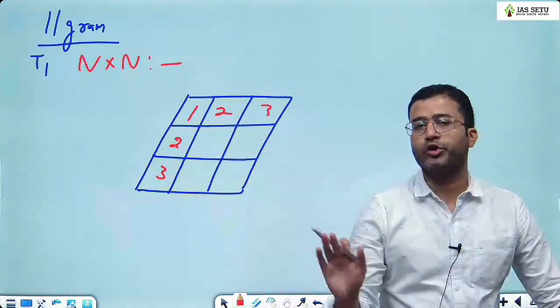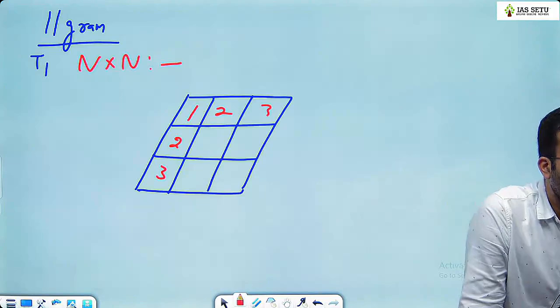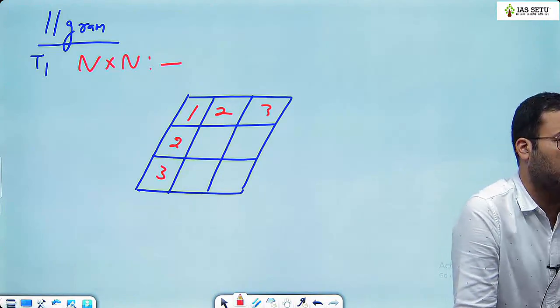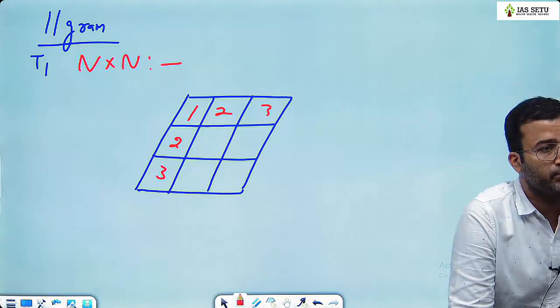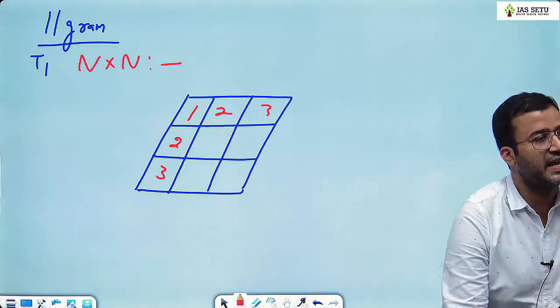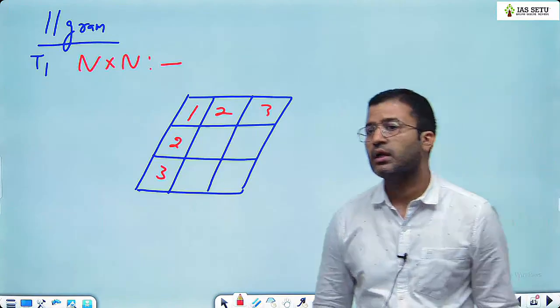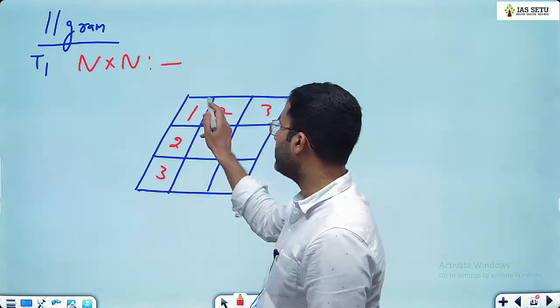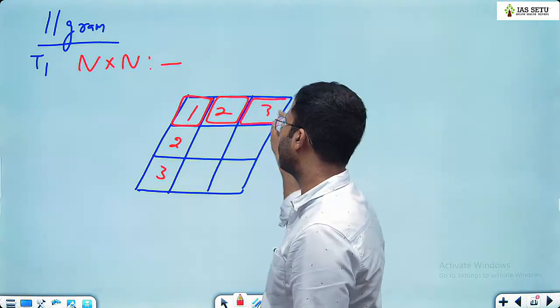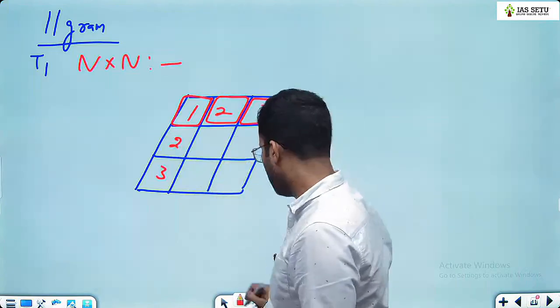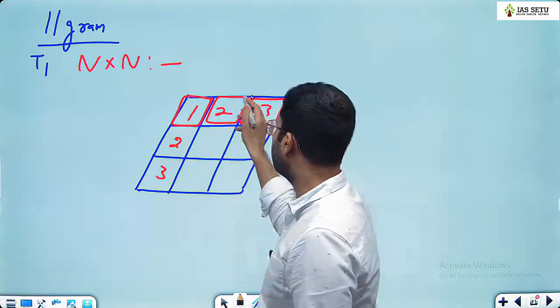I will not give you a new formula. The formula we have used for rectangle is applicable for parallelogram. Parallelogram and rectangle have the same formulas. See how: this is a parallelogram, this is a parallelogram, and even this whole figure is also a parallelogram.